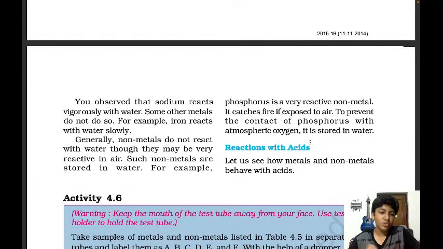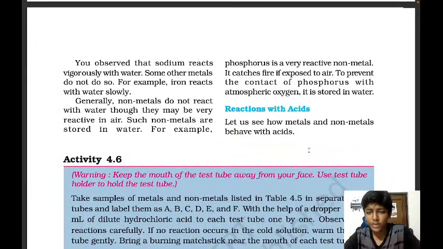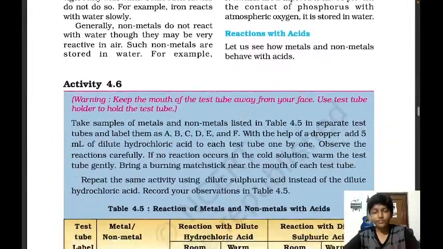Such non-metals are stored in water. For example, you can take phosphorus. It's a very reactive non-metal, as we all know. It catches fire if exposed to air. To prevent the contact of phosphorus with atmospheric oxygen, it is stored in water.